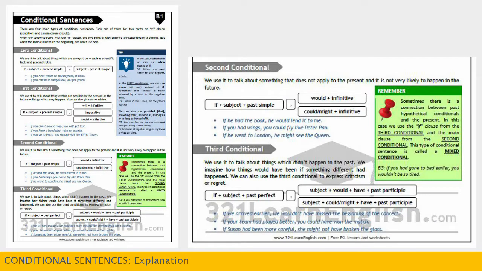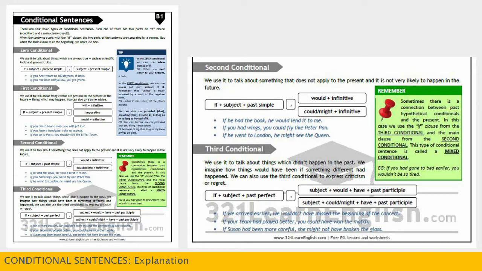We use the second conditional to talk about something that doesn't apply to the present and it's not very likely to happen in the future. In other words, these are unreal or imaginary situations. We use the past simple tense in the if clause and would plus infinitive or the modals could and might plus infinitive for the main clause. Read the situations in the examples and you will see how unlikely they are to happen.